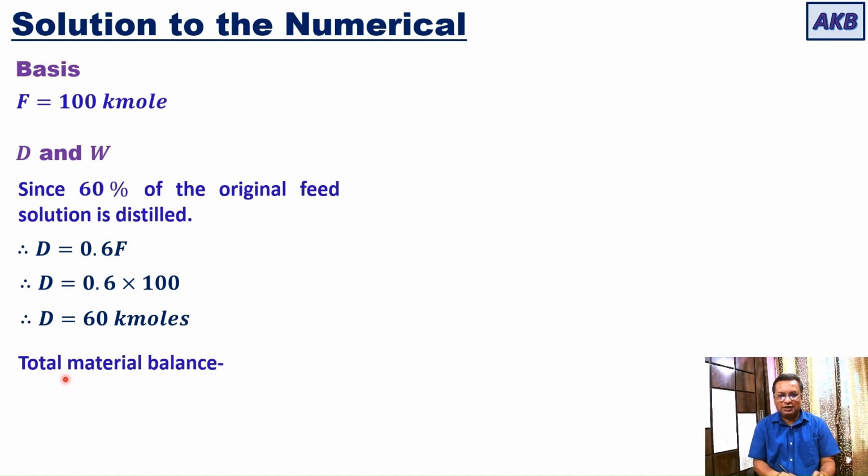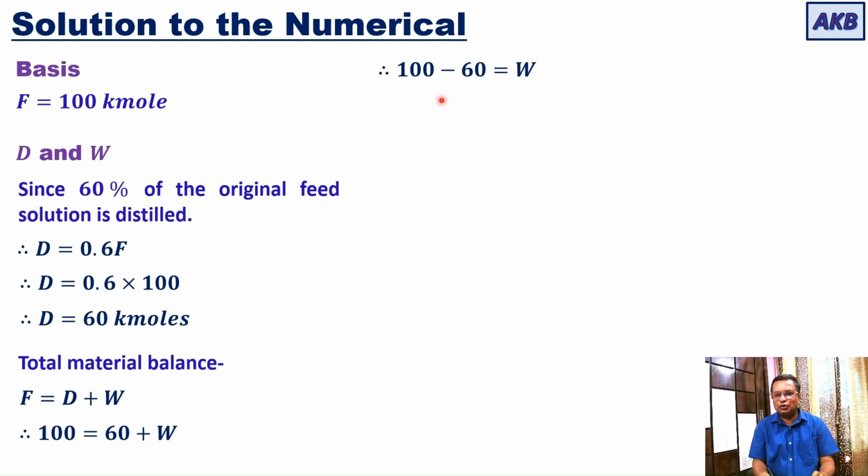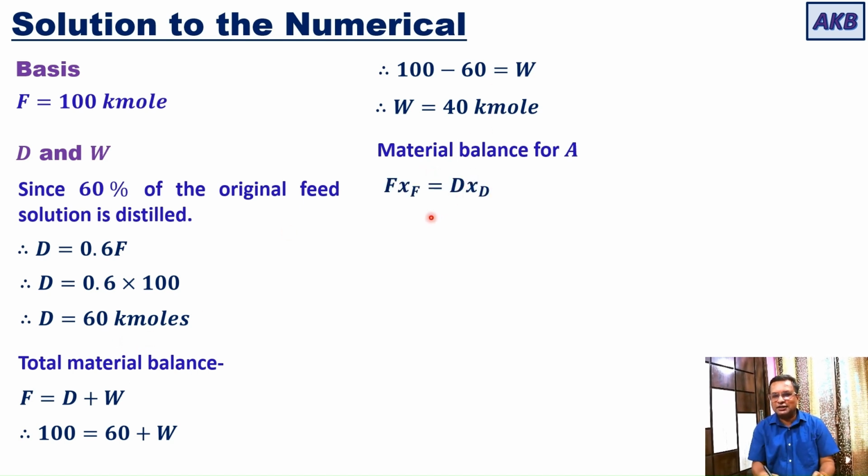And then we will use the steady state total material balance to get W. The steady state material balance is F is equal to D plus W. So this will be 100 is equal to 60 plus W. That gives us W as 100 minus 60, that is W is equal to 40 kilomole. In this way, we get the amount of distillate and the amount of bottom product.